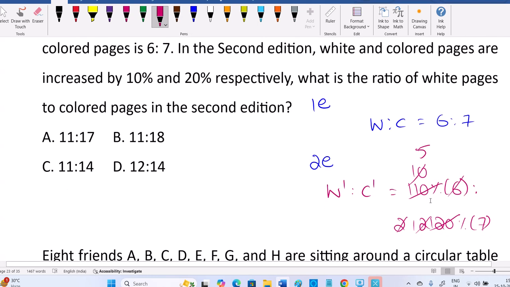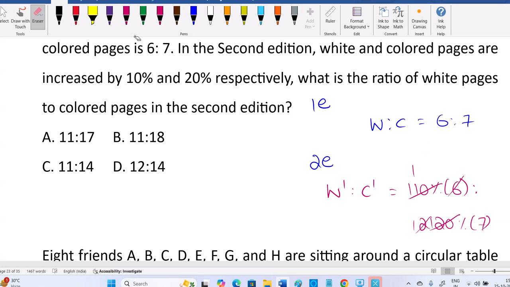Okay, I did it wrong. This should be 11, and this should be 14. So 11 and 14, option C. 10 into 11 times, 10 into 12 times, 6 ones, 6 twos. So we got 11 and 14, option C.